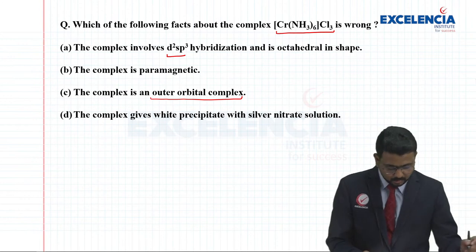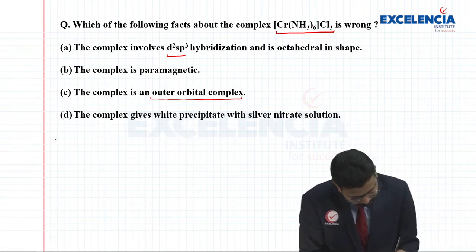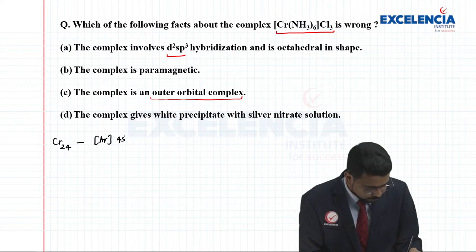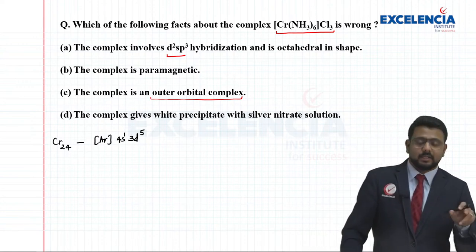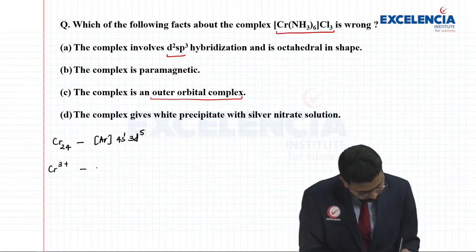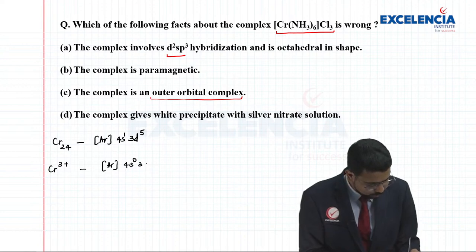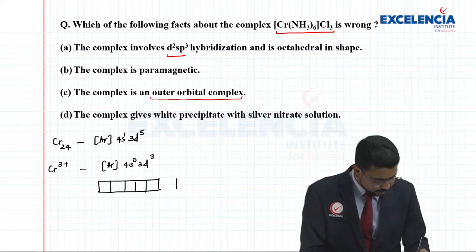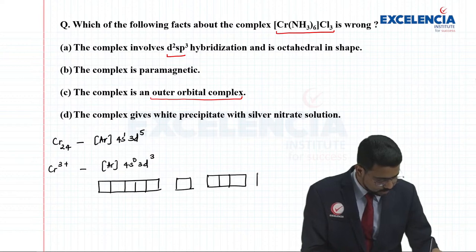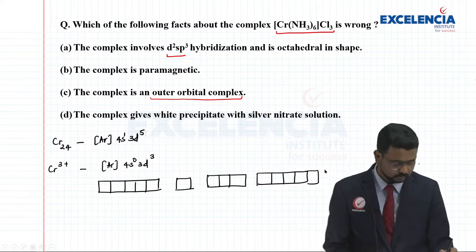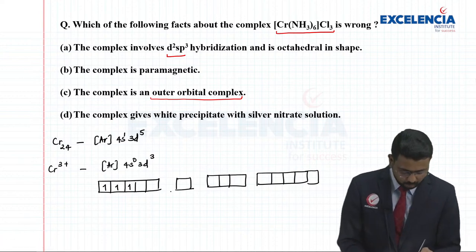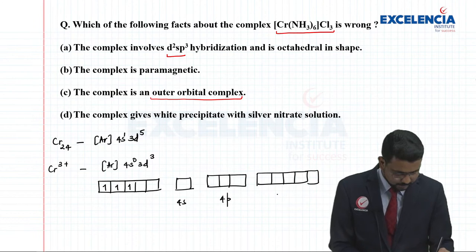solution, okay? Now if you consider this particular complex, first of all, we know that the atomic number of chromium is 24, so its electronic configuration is [Ar] 4s1 3d5, right? And in this particular complex, because of its oxidation number being +3, its electronic configuration is going to be what? [Ar] 4s0 3d3, right? So if we consider here the 3d orbital, 4s, 4p, and of course I will also write this as 4d. Now in these 3d orbitals you are going to have 3 electrons like this, okay, and along with that you are having 4s, 4p and 4d as well.